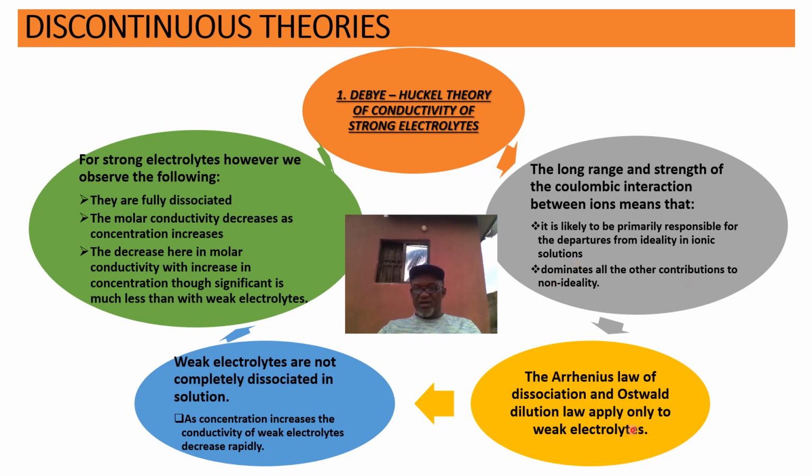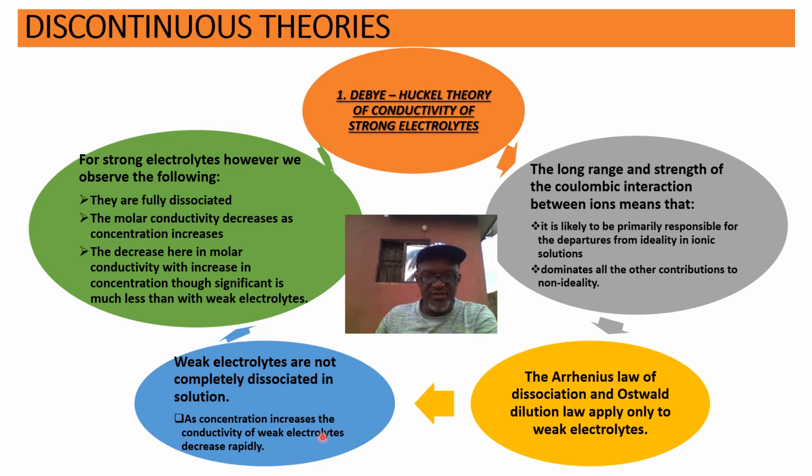Remember, our Arrhenius law of dissociation and Ostwald's law of dilution apply only to weak electrolytes. If you remember when we talked about them, they apply to weak electrolytes and not to strong electrolytes. That means weak electrolytes are not completely dissociated in solution. Of course, we should know that.